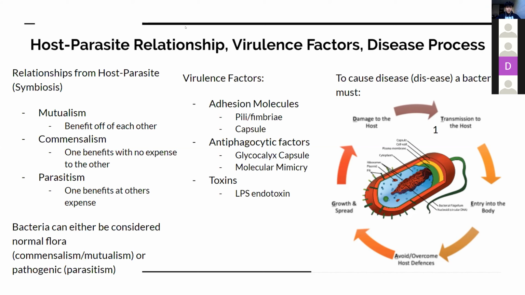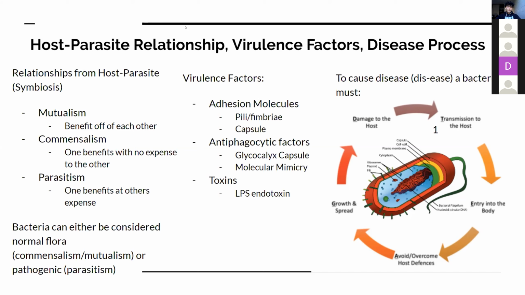Next, regarding virulence factors, I spoke a bit about adhesion molecules, antiphagocytic factors, and toxins, and those are the three main virulence factors for bacteria. Then a note about lipopolysaccharide endotoxin is that it can cause septic shock, which is a really important part to remember about the lipopolysaccharide layer.